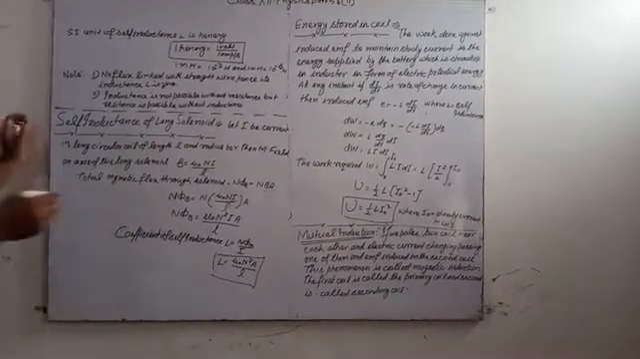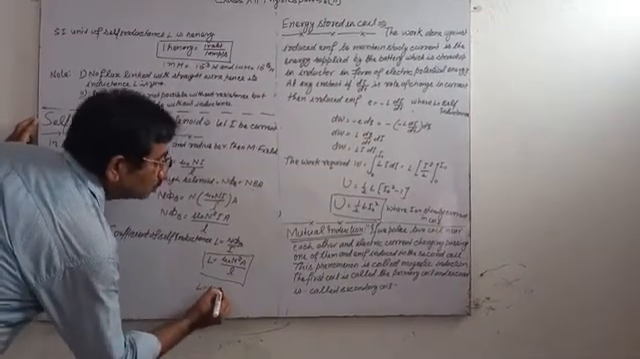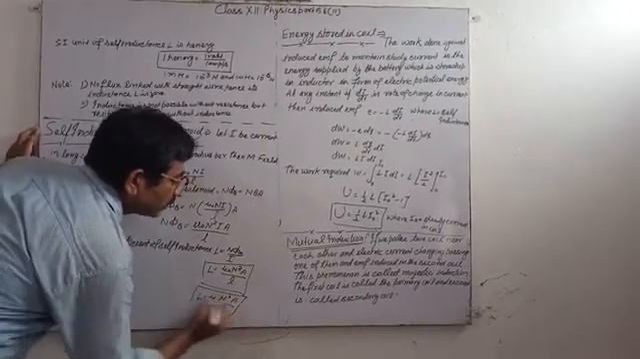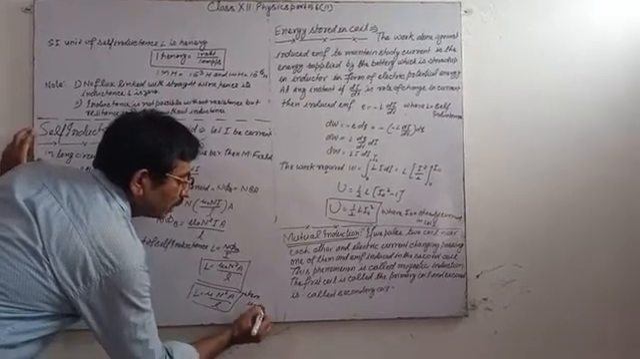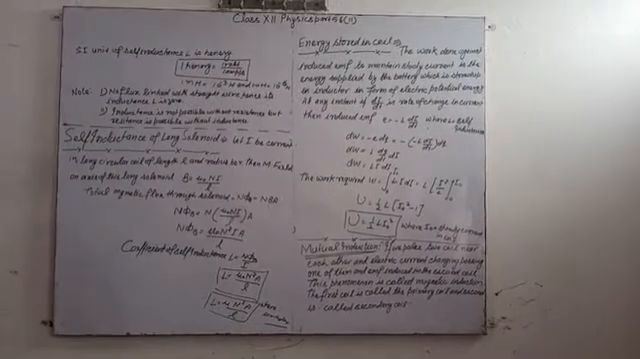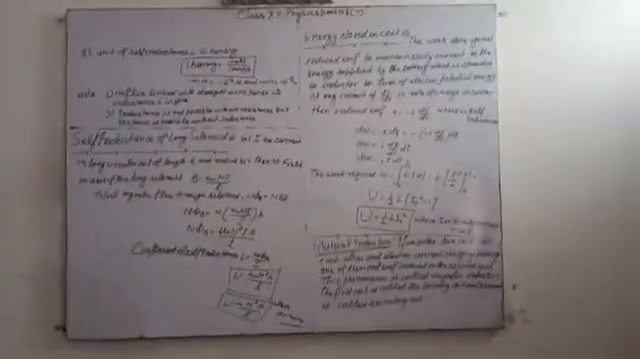If there is any core rod, it may be written L equal to mu N square A by L, where mu equal to mu naught mu R, and mu R is the relative permeability.